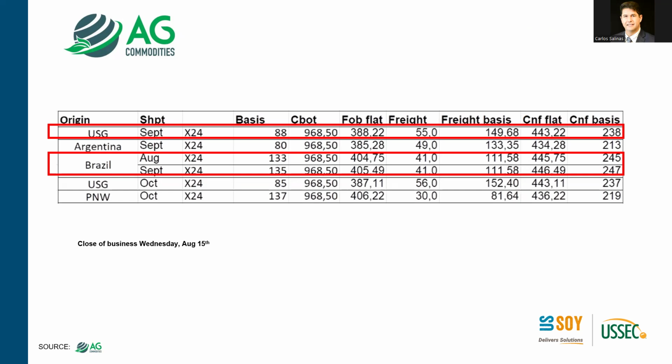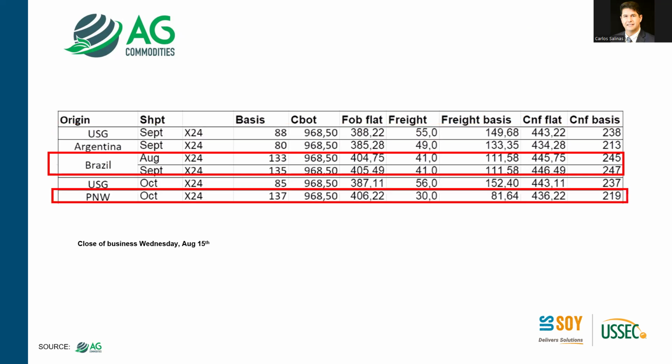Brazil was slightly higher, the August at $445 and September at $446. So we know that U.S. Gulf is already competing at fairly good levels. However, the PNW, it's very interesting because we see PNW being very competitive with prices around $436 a metric ton for October. Certainly a good discount compared to the September and the August windows out of Brazil.